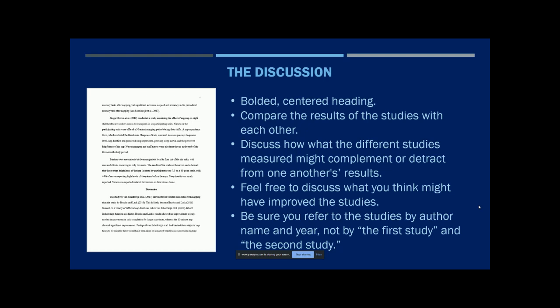Sometimes they might support each other, sometimes they might disagree with one another. Just really delve into what you can safely extrapolate based on each study. And feel free to talk about weaknesses that you find in the studies. Sometimes you do a whole separate section called the limitations of these studies, where you just talk about that, and that'll be on the next slide. Again, be sure you refer to the studies by author name and year, not by first study and second study. It's more typing, but it is so sloppy to just call them the first study, and it would be frowned upon in academia.